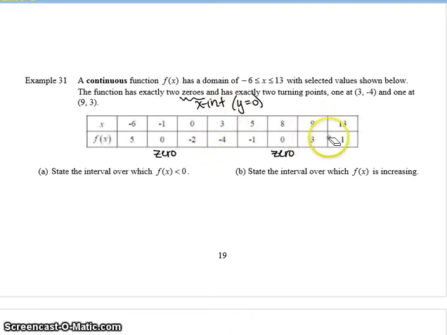Okay, so how do you know they're turning points? Because that's when the values are either going up and all of a sudden they start going down, or when they're going down and all of a sudden they start going up.